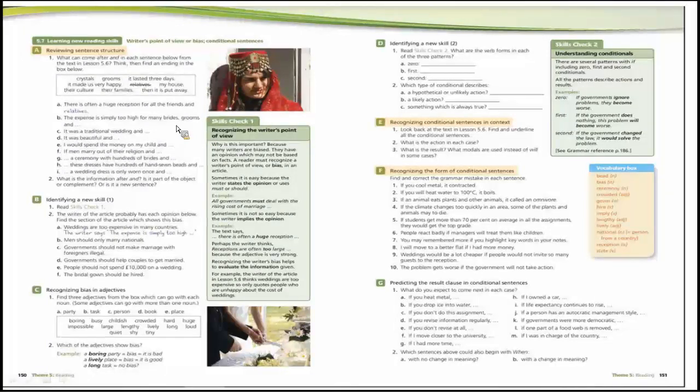So the problem gets worse if the government will not take action. True. Yeah, that's true. But we have a problem in the second sentence. What's the problem in the second sentence before we talk? Yeah, like Ola is saying, we have will, which is a modal, and we shouldn't have a modal in the second sentence. So remove the modal and then check. What do you think? Is this 0 or 1?